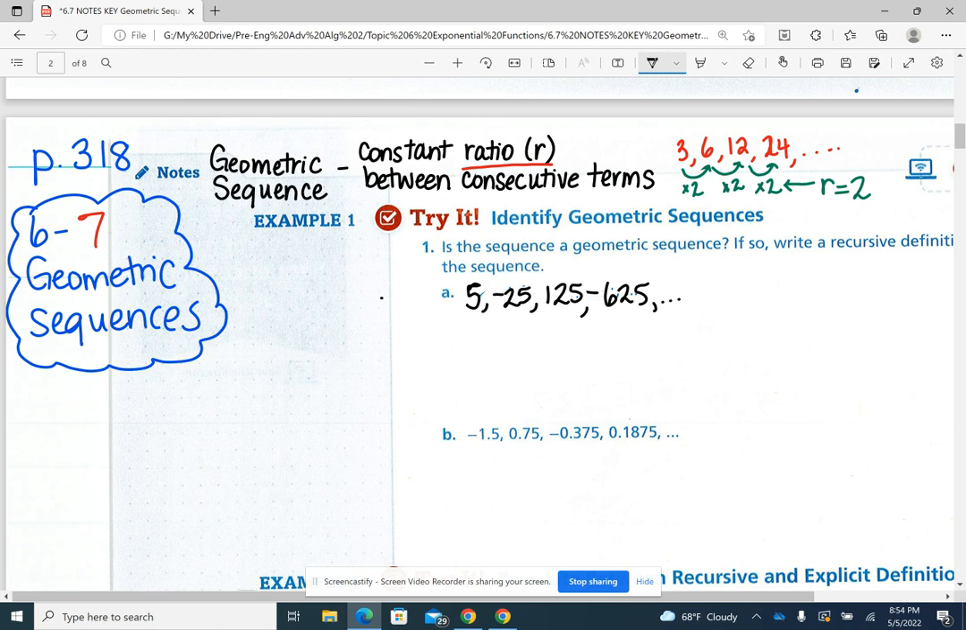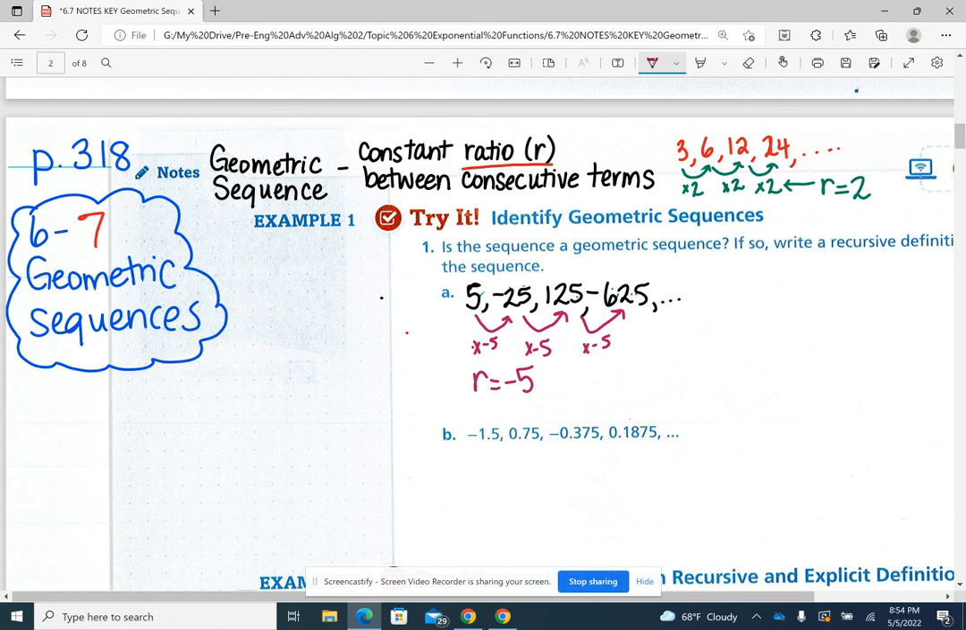Okay, so we have to determine, is the sequence geometric? Well, it's geometric if I multiply by the same constant number for every term. So is it geometric? Well, let's see. 5 times negative 5 is negative 25. Negative 25 times negative 5 is 125. And 125 times negative 5 is negative 625. These are little x's, times. So our r, our common ratio, would be negative 5.